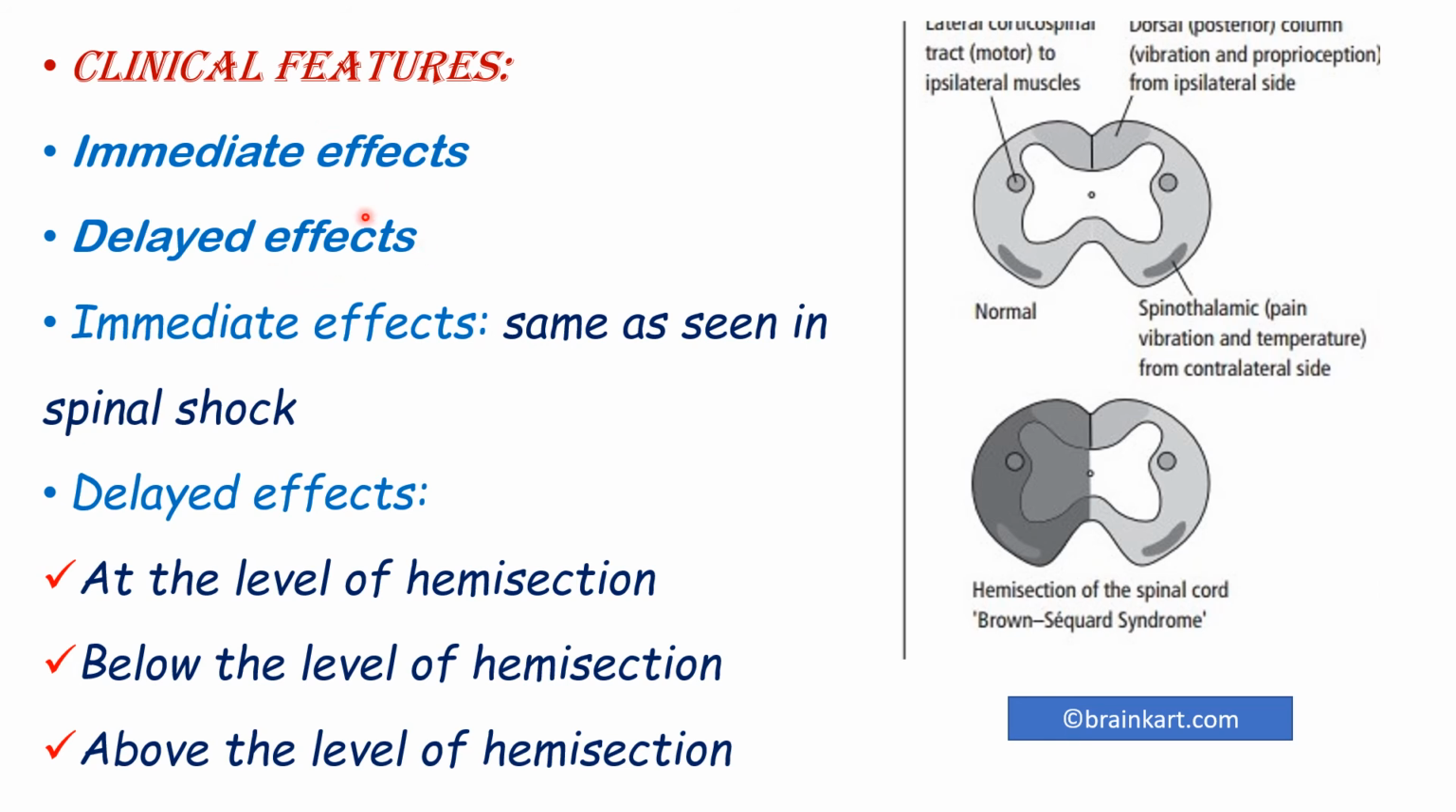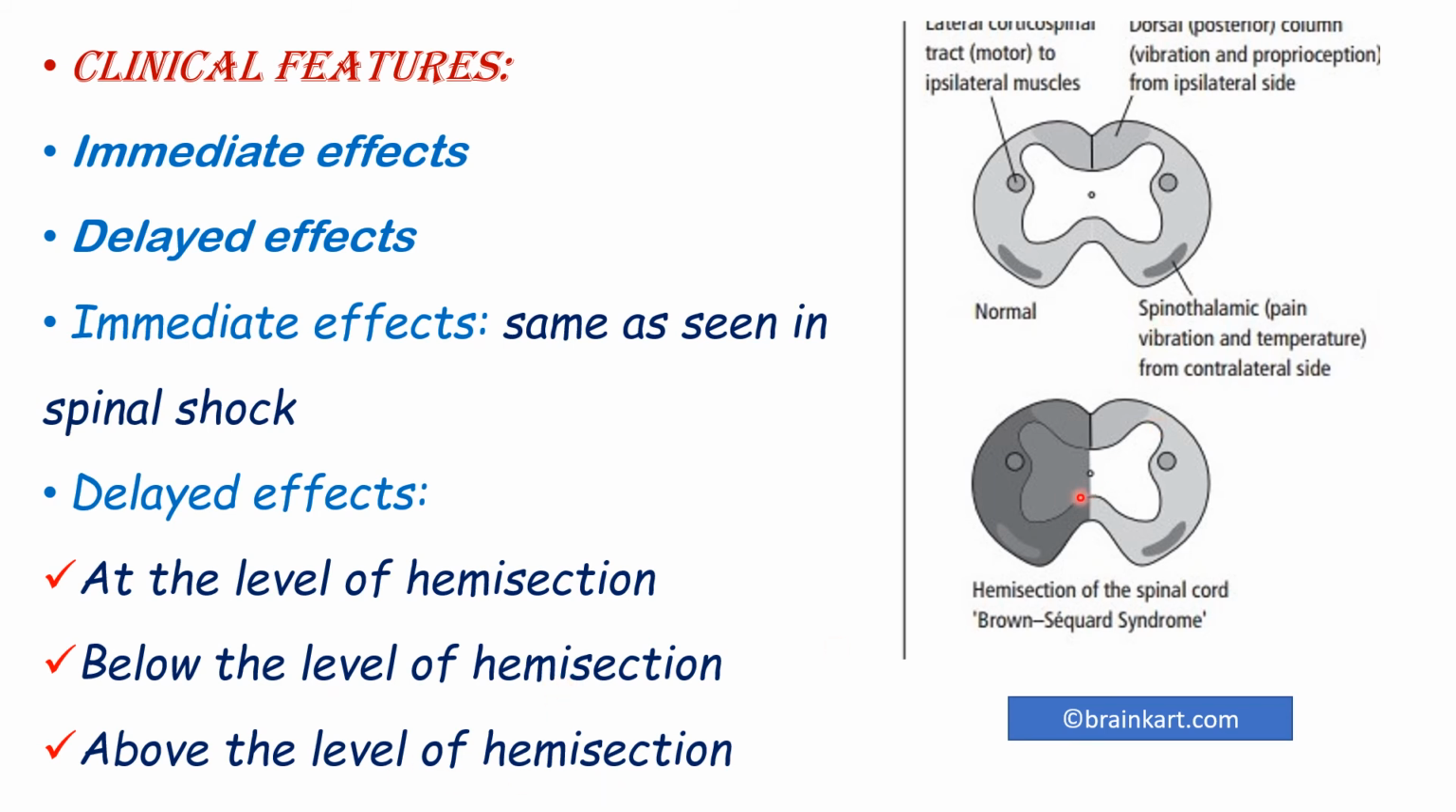Clinically, two types of features you can see are the immediate effects and the delayed effects. The immediate effects seen in hemisection of the cord are the same as seen in spinal shock. The delayed effects depend upon the level of the injury. There will be different effects at the level of hemisection, below the level of hemisection, and above the level of hemisection.